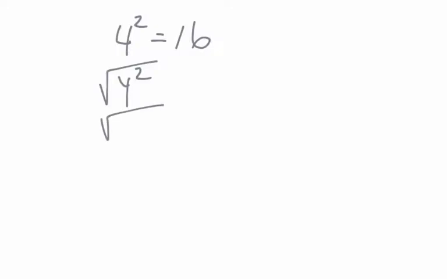Let me just establish that for you. So if I have 4 squared, that gives me 16. If I take the square root of 4 squared, that would be the square root of 16, or 4. Okay? So you kind of follow that. If you have x squared and then you square root it, you're going to be left with just x.